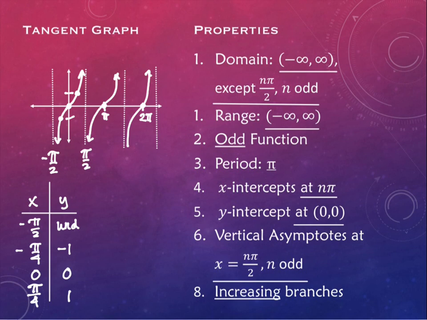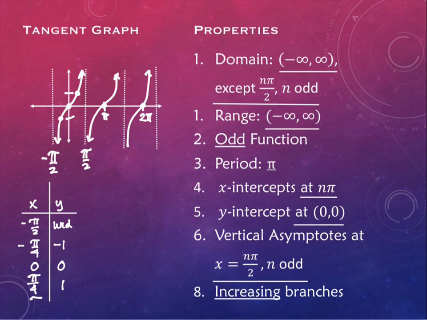And if I go to pi over 2, I get another undefined value. And this repeats. So it goes undefined, negative 1, 0, 1, undefined. And that's the branches that you see happening here. So you have an asymptote, and you've got the negative 1 value, and then you've got the 0, the x-intercept, and then it goes up and it increases from there. So this is what our tangent graph looks like.